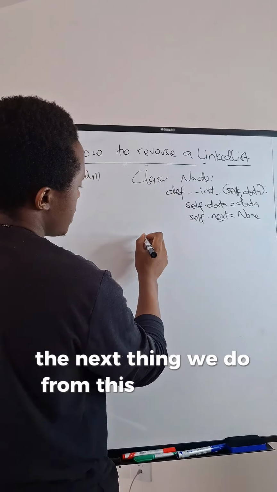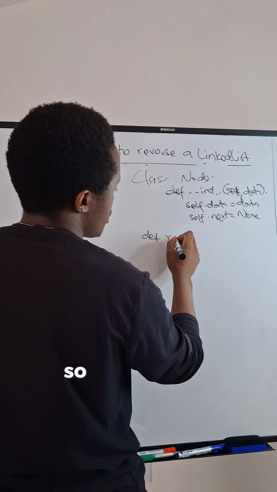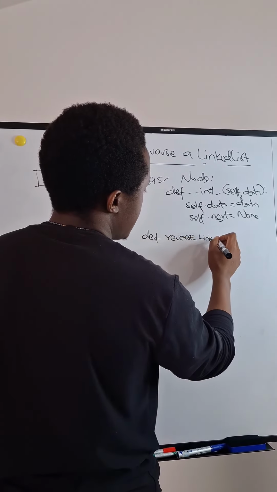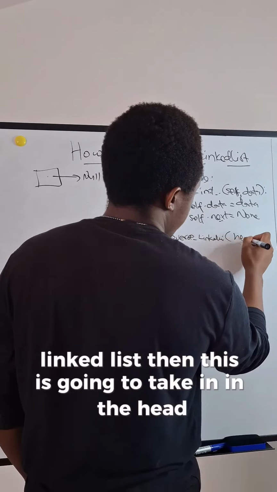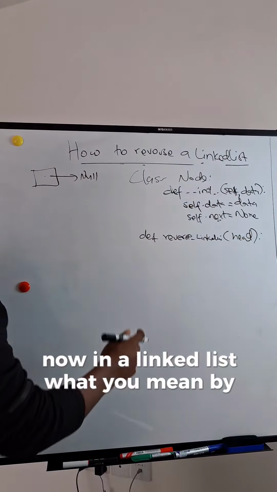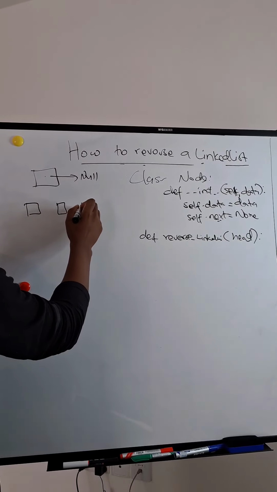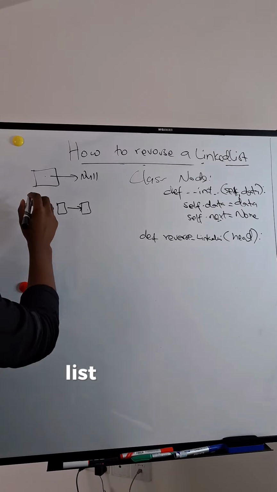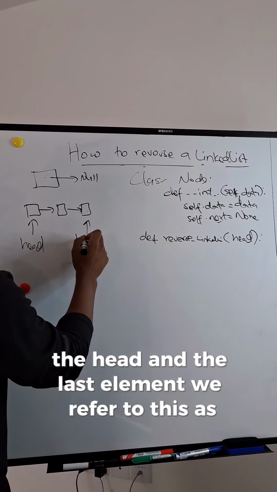The next thing we do is define a function that is going to help us reverse this linked list. I'm going to just call it reverse_linked_list, and this is going to take in the head. Now, in a linked list, the head is the first element. The first node in a linked list is what we usually refer to as the head, and the last element we refer to as the tail.